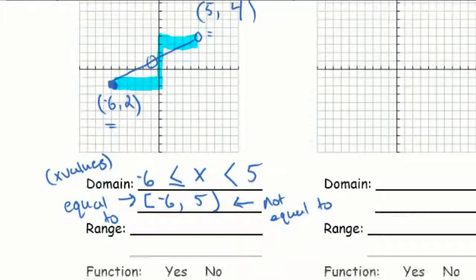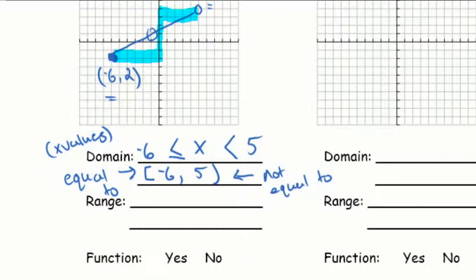So the largest y value I'm including is going to be 4, and the smallest is -2. Negative sign disappeared. -2 and 4. All of my values are between -2 and 4. Put a y here. They're going to be greater than or equal to -2, and then they're all going to be less than 4, but not equal to because we have an open dot at the top.